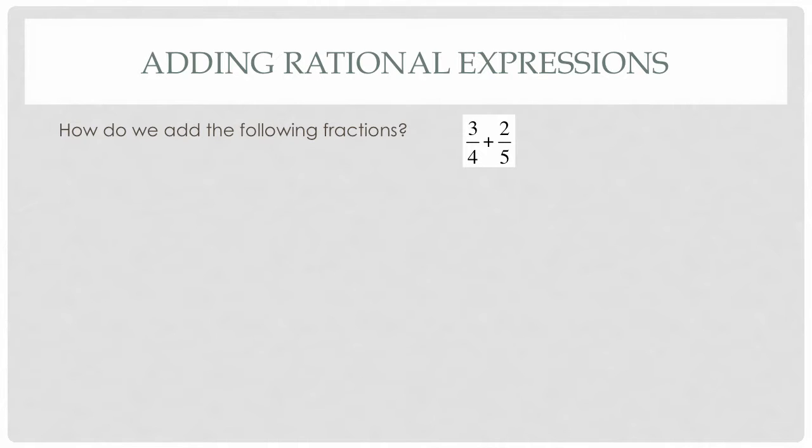Back in middle school, when we learned about fractions, what did we need to do? How would we add the following fractions together? Well, right now, as is, I can't. 3/4 means I have 3 out of a whole divided into 4 pieces, but 2/5 means I have something divided into 5 pieces. Those are different size pieces. So what we would do is we would find a common denominator.